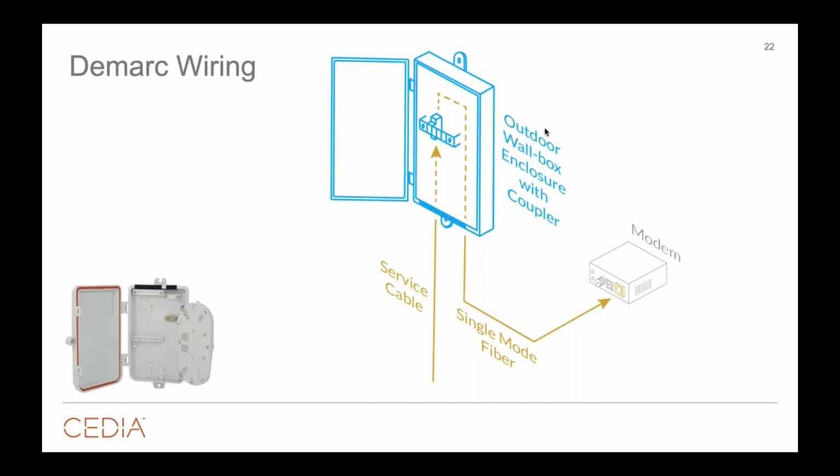You choose the box location. Just make sure you're pulling single mode into the house, wherever that modem is going to be. Beyond the modem, you pull whatever you want. But until you hit that modem, you want to be working with single mode fiber.